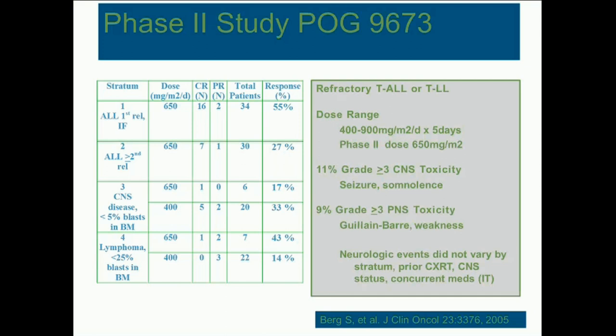But when we went back to look to see is there a way that we could predict who was going to have those kind of symptoms, because those are the bad symptoms, the neurologic events did not vary by stratum, by whether they'd had prior cranial irradiation, their CNS status, whether they had blasts in their CSF, or any concurrent meds, including IT meds. That means the meds that we give by LP into the intrathecal space.